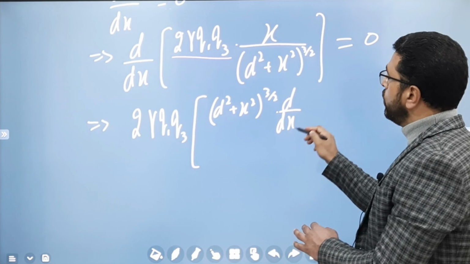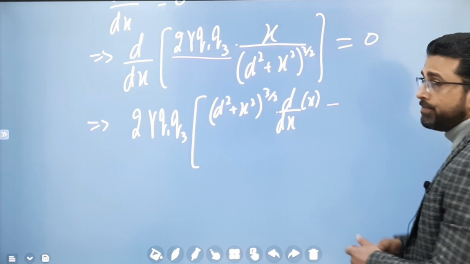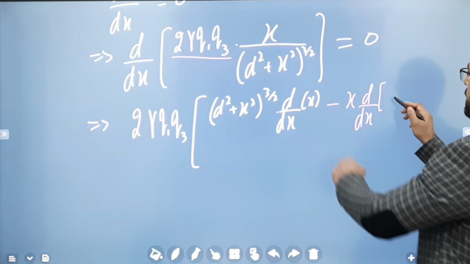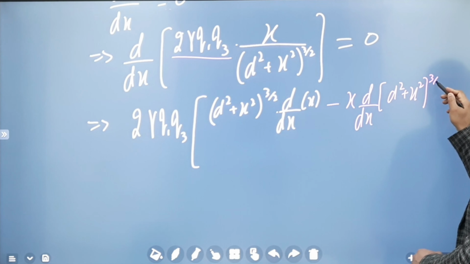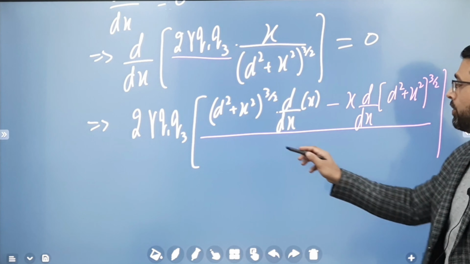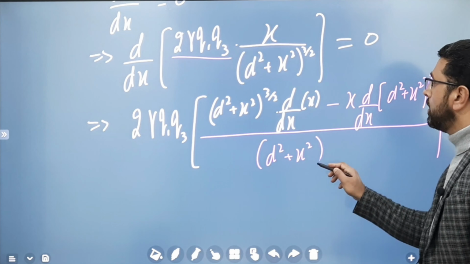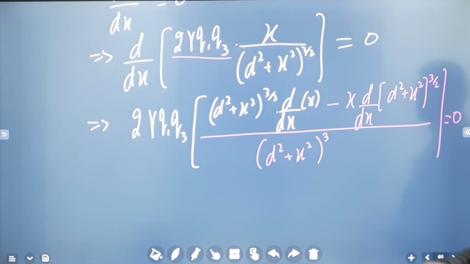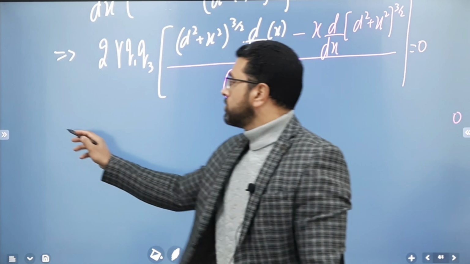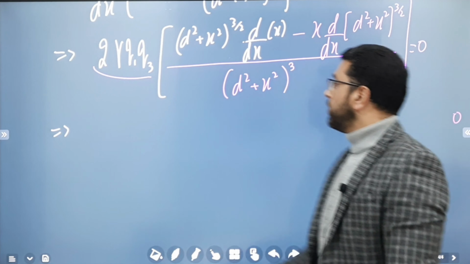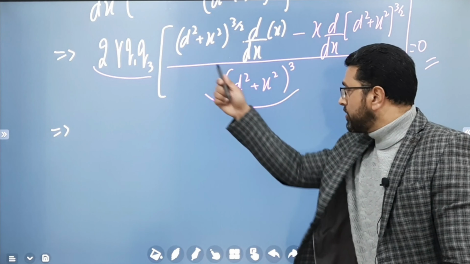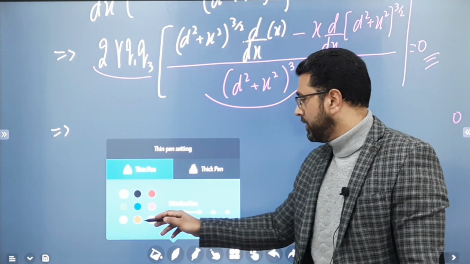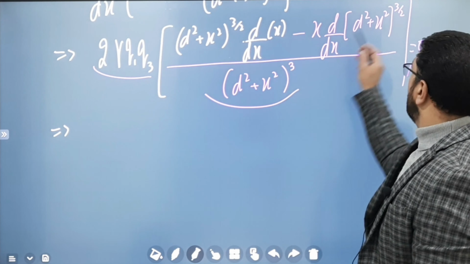Into differentiation of the numerator, that is x. Minus numerator as it is, which is x, into differentiation of the denominator, which is (d square plus x square) power 3 by 2, divided by denominator squared. So (d square plus x square) power 3 by 2 square becomes just cube. 2 and 2 will cancel out there. Now this thing is equal to 0. Okay, this thing is equal to 0. So this implies this part here will shift to this side, 0 will eat it up. This thing here will shift to this side, 0 will eat it up. So we're left with this part, numerator here. Okay, so we're left with this part here.